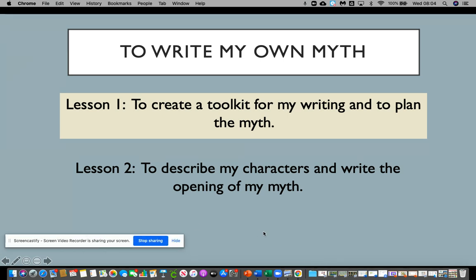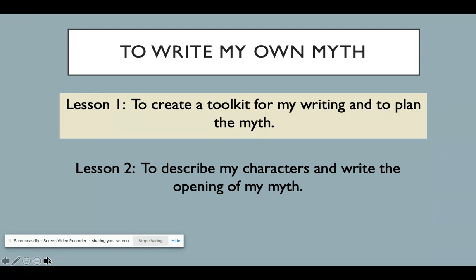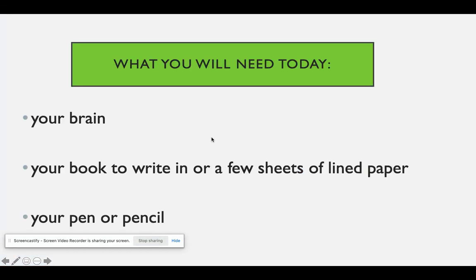To help you to write your own myth, we're going to create a toolkit today for your writing and to plan your myth. So what do you need for today? You would need to have your brain that's awake, hopefully by now. You will need to have a book to write in and a few sheets of lined paper. You also need to get a pen and pencil.